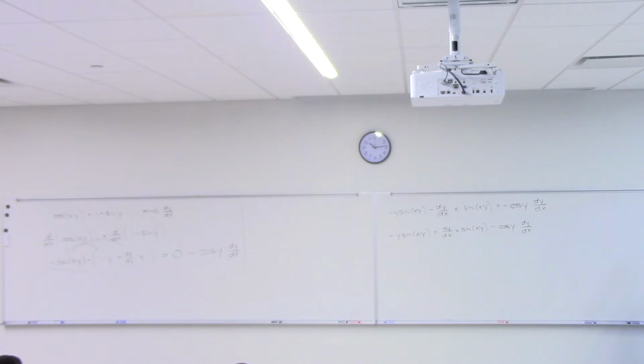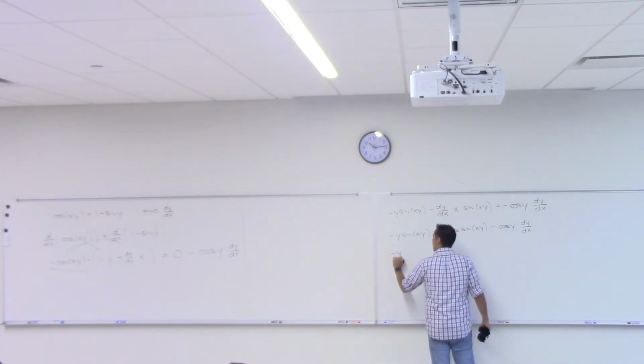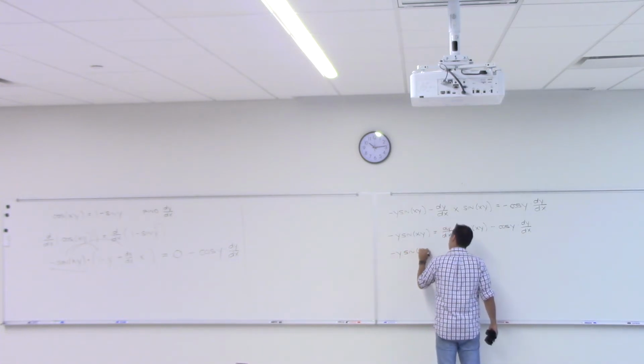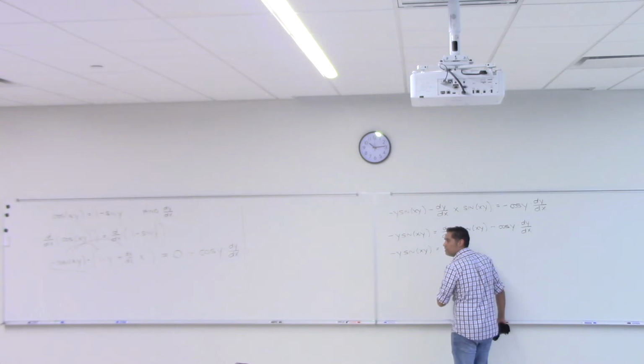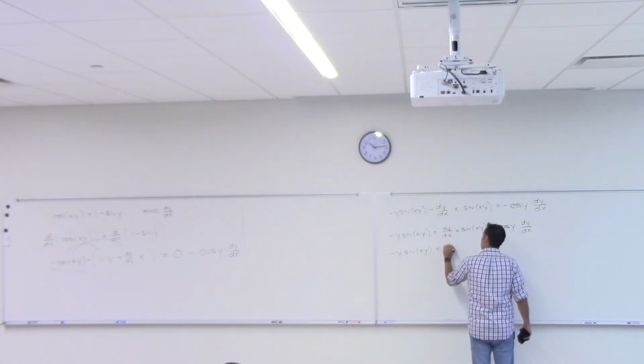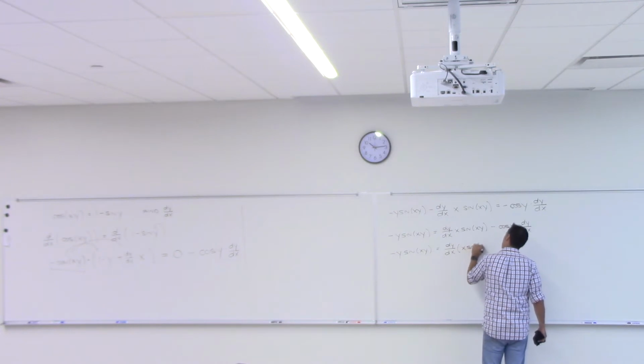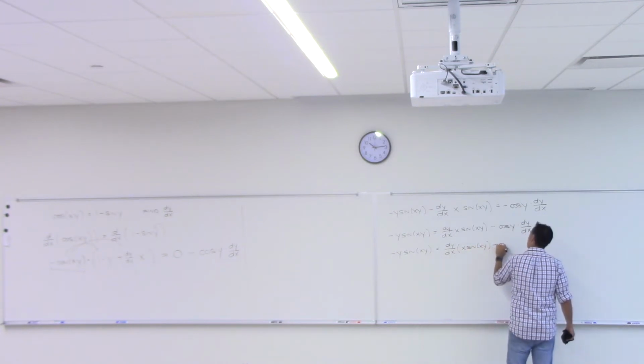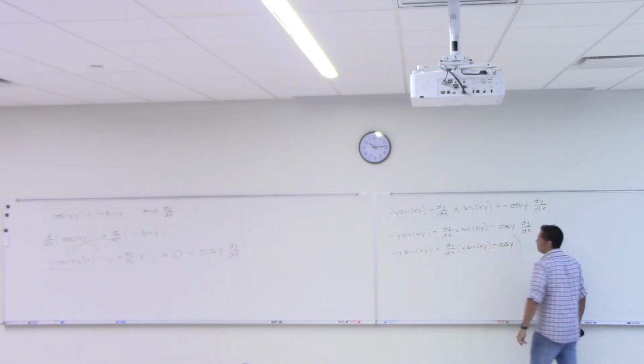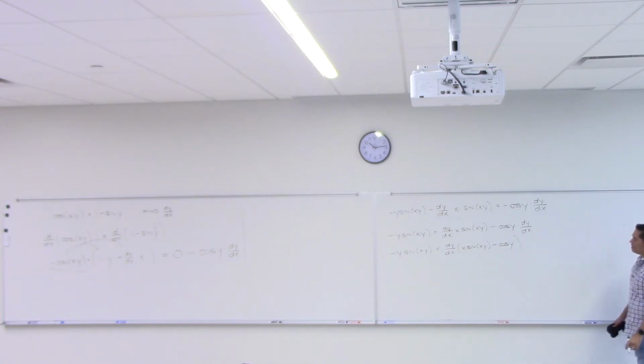I think now they both have dy dx. I can factor it out, can't I? So negative y sine of xy equals dy dx times x sine xy minus cosine y. That's what it looks like if I pull the dy dx out of both of them.